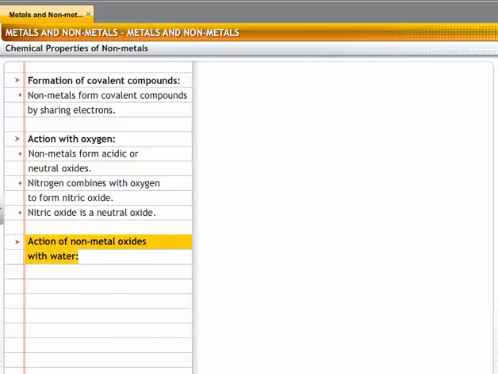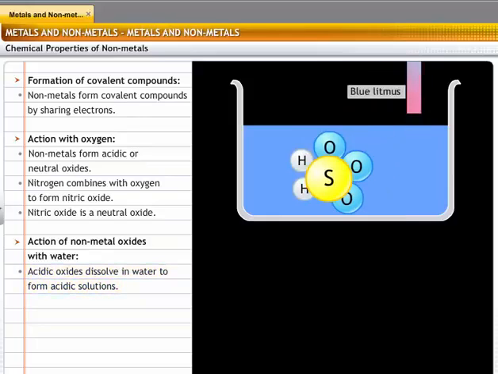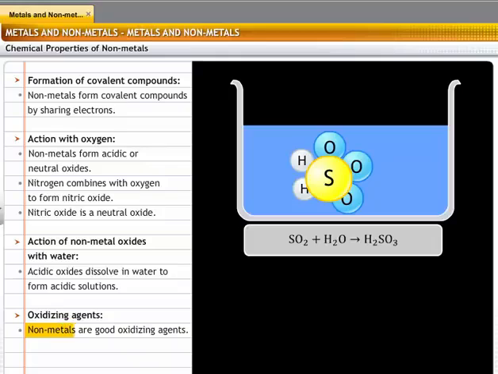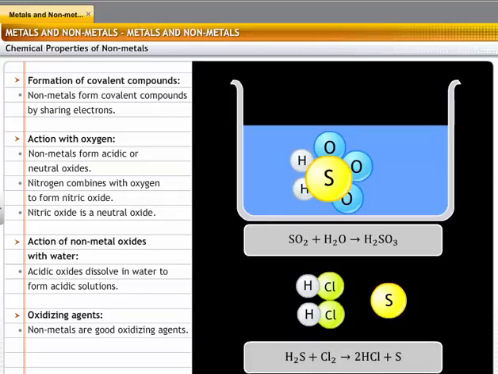Action of non-metal oxides with water. Acidic oxides dissolve in water to form acidic solutions. For example, sulfur dioxide reacts with water to form sulfurous acid. Action of non-metals as oxidizing agents. Non-metals have the tendency to gain electrons. That is, they are good oxidizing agents. For example, chlorine accepts electrons from hydrogen and oxidizes hydrogen sulfide to sulfur. In the process, it liberates hydrogen chloride gas. Thus, chlorine acts as an oxidizing agent.